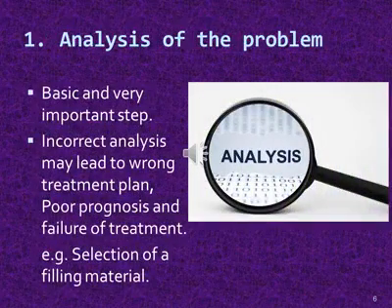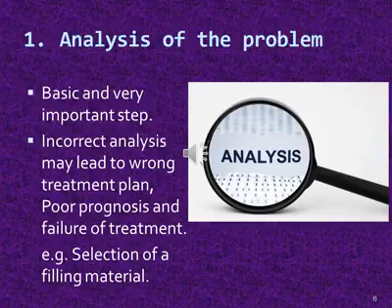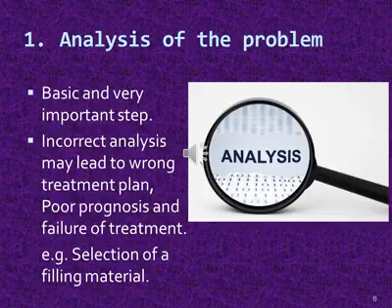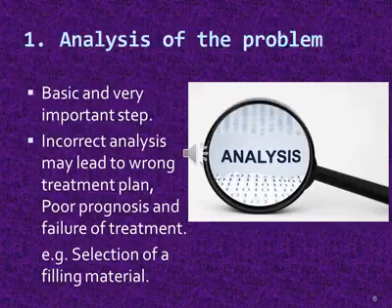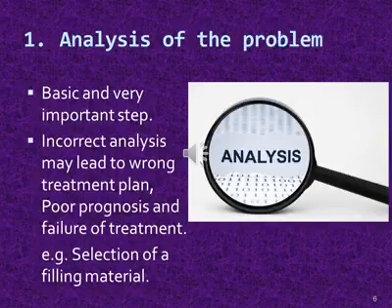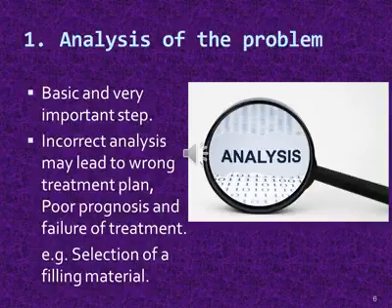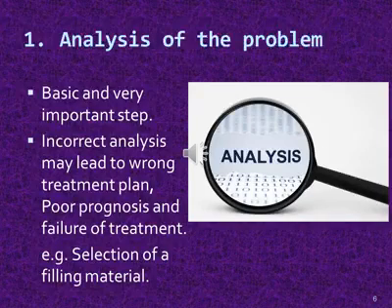Analyzing the problem is the first and most important step while choosing a suitable dental material to treat the defective tooth structure. If the analysis isn't correct, it will lead to the wrong treatment plan, poor prognosis, and finally the failure of the treatment. For example, while choosing a filling material, if we know that the caries is very deep, we will have to use a filling material which is non-irritant or least irritant to the dental pulp, so that it does not cause any problem later on to the patient.